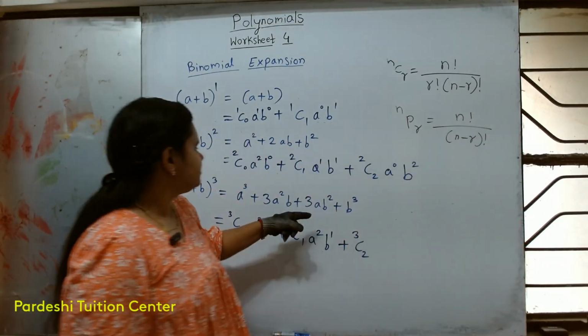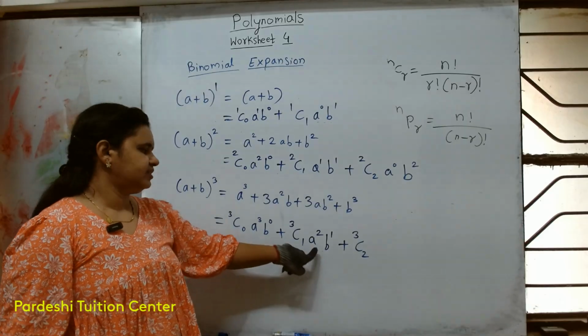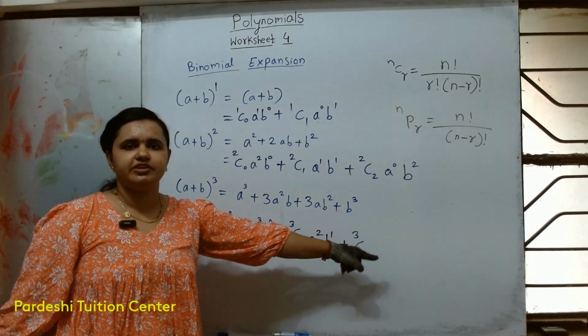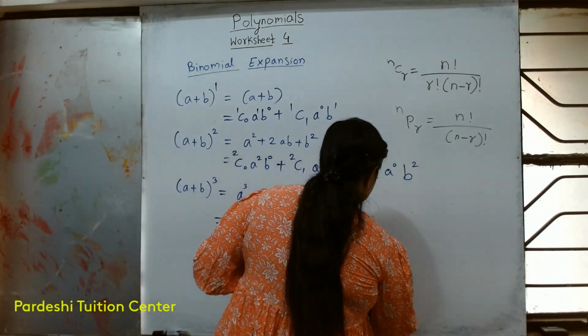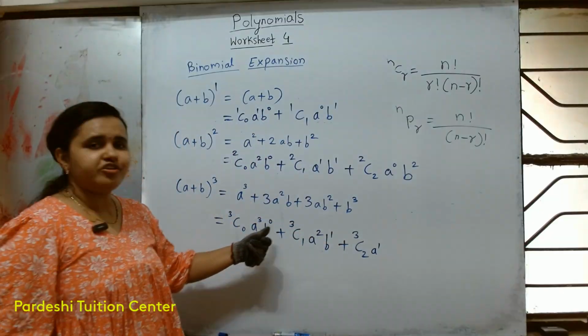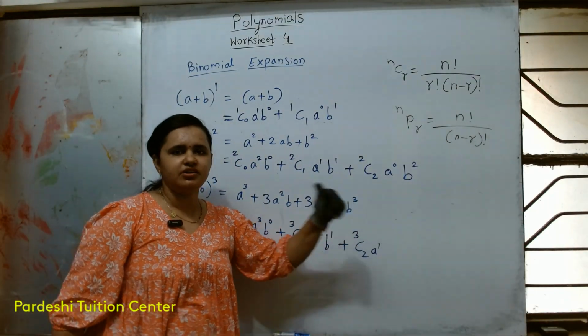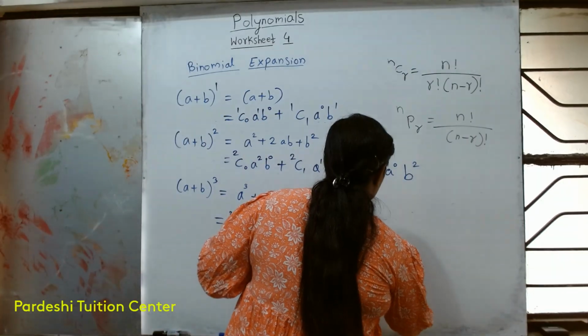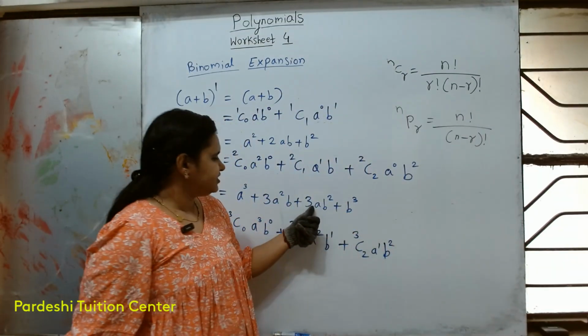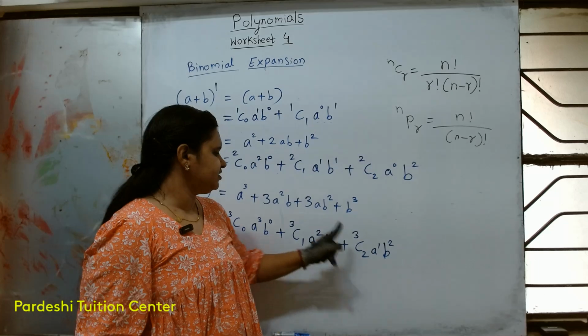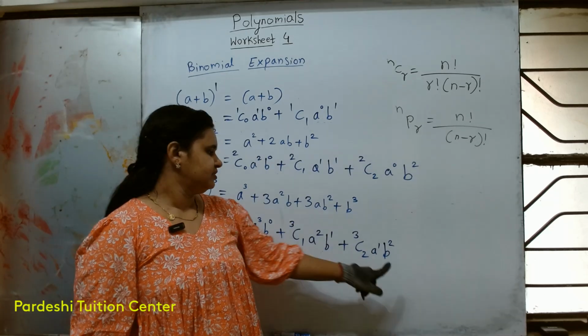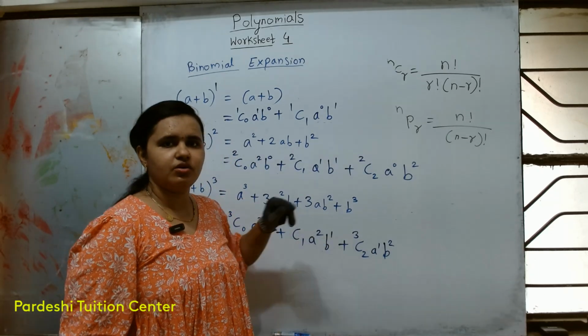Now again here a cube, a square, what will it be next? It will be a to the power 1. And the power of b is increasing: b to the power 0, b to the power 1, b to the power 2. Now let us check it with the formula. 3C2 is coming as 3, a to the power 1, that is a, and b square is b square, okay.